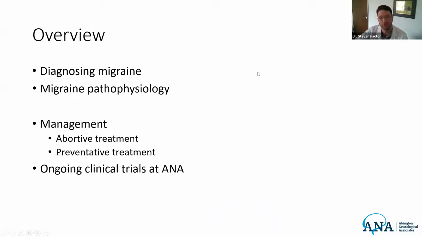So just a basic overview: we'll first start talking about diagnosing migraine and the pathophysiology, which is basically the biochemical background to why migraines happen. Then we're going to switch gears a little bit and talk about management, both abortive treatment and preventative treatment. The idea of preventative treatment is to decrease the number of migraines you get per month so that abortive treatment will be more effective and not cause anything like a rebound headache or medication overuse. And then in the end, we're going to go over some clinical trials that are currently active and enrolling patients at Abington Neurological Associates.